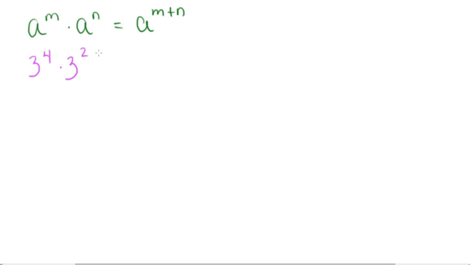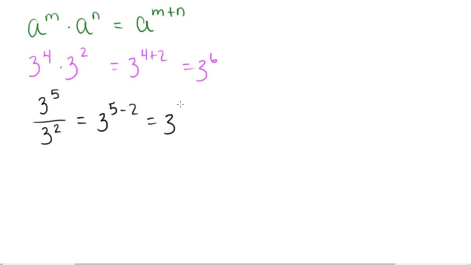And with numbers, if I take 3 to the 4th times 3 squared, that equals 3 to the 4 plus 2, or 3 to the 6. And with division, if I take 3 to the 5th divided by 3 squared, that's 3 to the 5 minus 2, which is 3 to the 3rd.